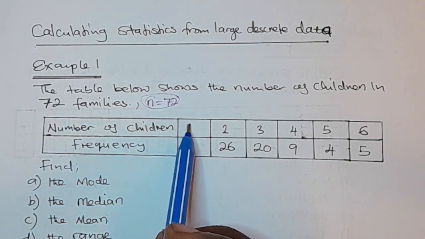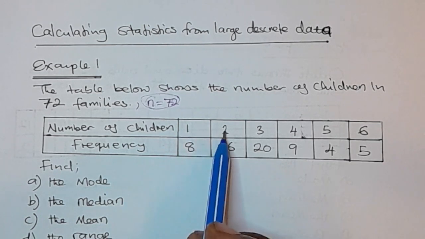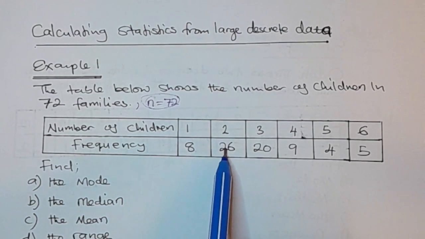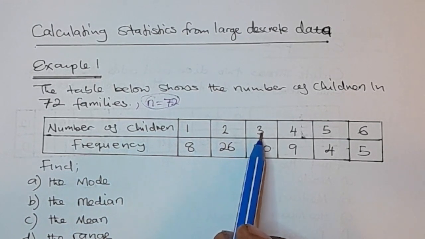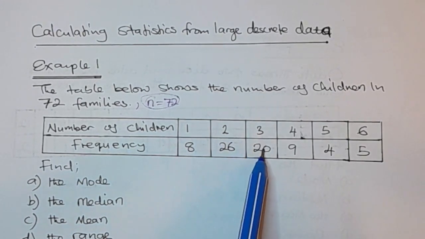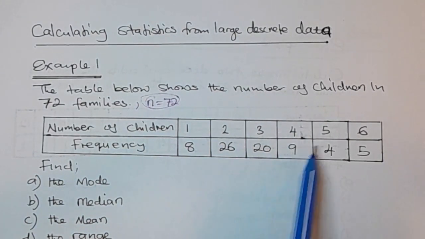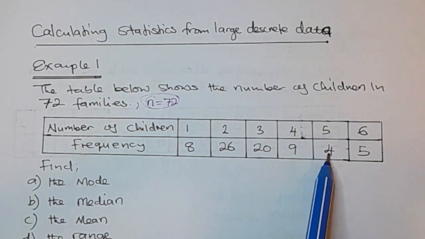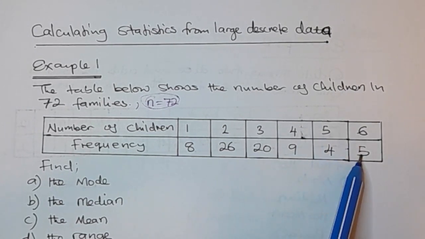Those families that had one child, there were 8. Those that had two children, there were 26. Those that had 3 children, there were 20. 4 children were 9. 5 children were 4. And 6 children were 5.